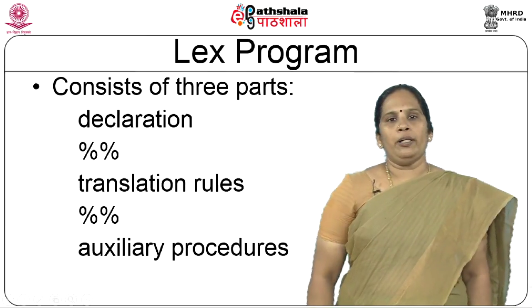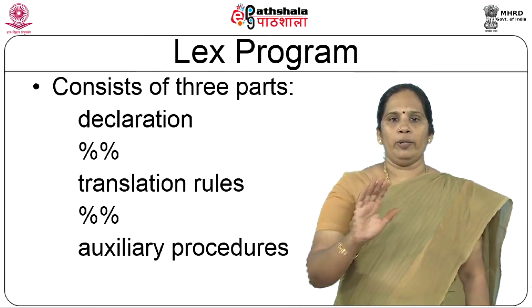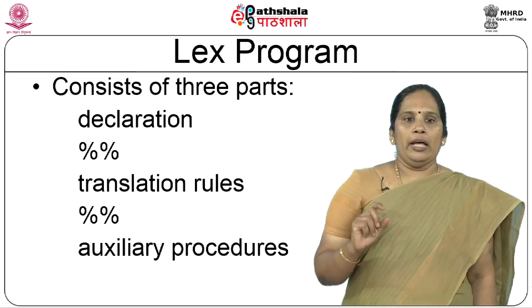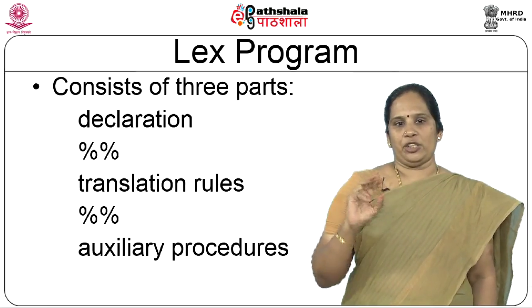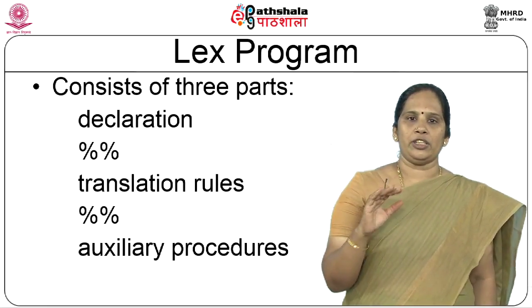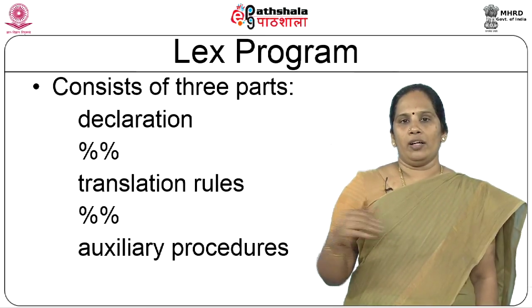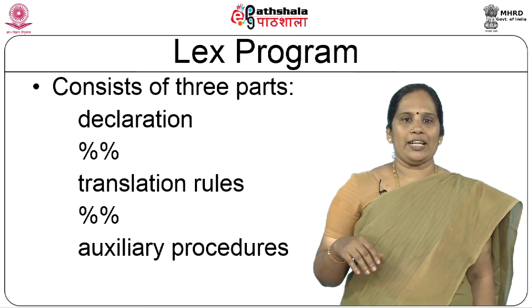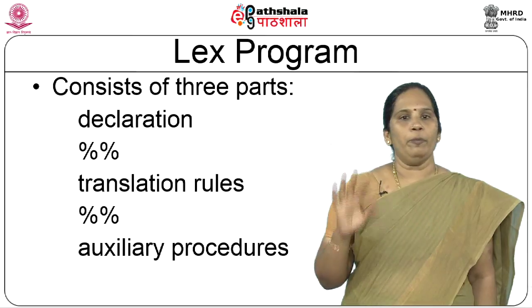The Lex program typically consists of 3 parts. This is going to be a .l file. It has 3 sections. The first one is called the declaration section. Next I have the translation rules, and the third one is called the set of auxiliary procedures.